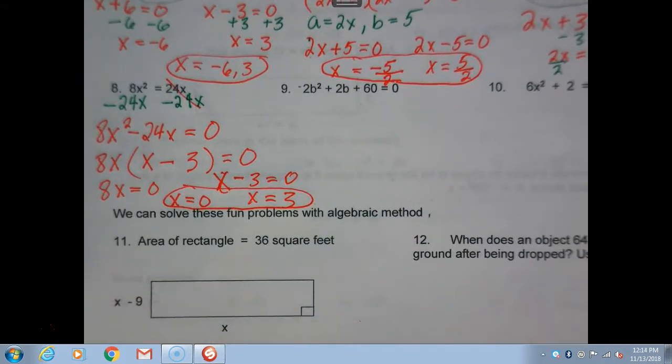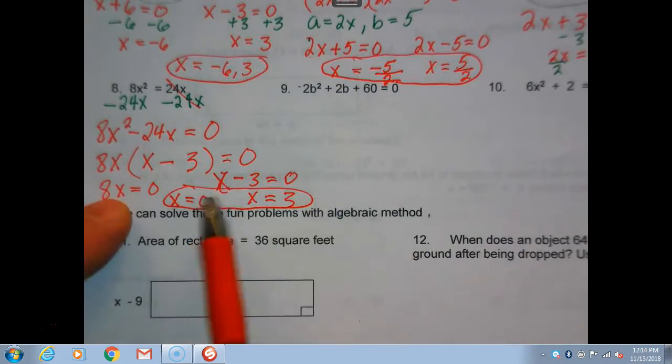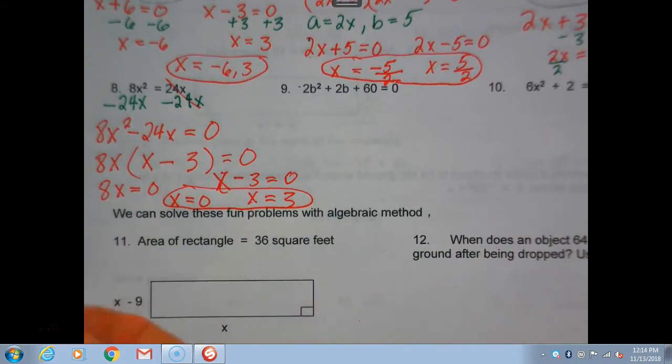Questions, comments, concerns so far? We only got 4 more problems. I think we can get through this. X-intercepts, factor, completely factor, solve. We're solving because there's an equal sign. Whenever there's an equal sign, we solve. Okay.